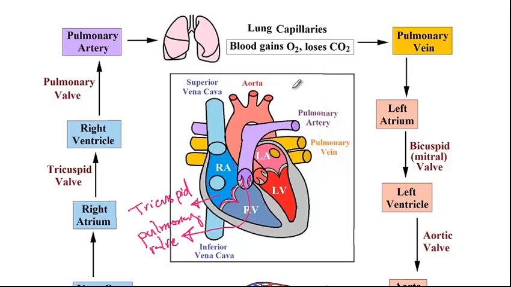And then from the lungs, the blood returns via the pulmonary veins to the left atrium. The left atrium pumps blood into the left ventricle. And here again, we have a valve called the bicuspid or mitral valve. And then finally, the left ventricle pumps blood into the aorta. And so therefore, we have another valve here that is called the aortic valve. And then everything is also listed here.